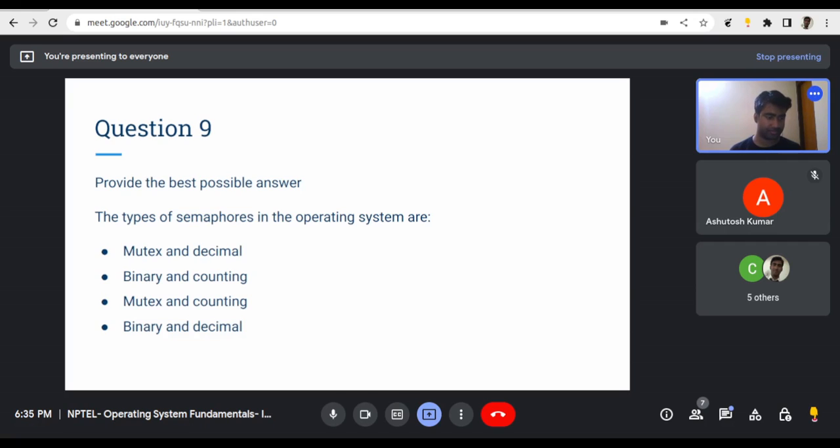That is, the types of semaphores in the operating system are: mutex and decimal, binary and counting, mutex and counting, or binary and decimal? Okay, I immediately get one answer. Anyone else would like to contribute?